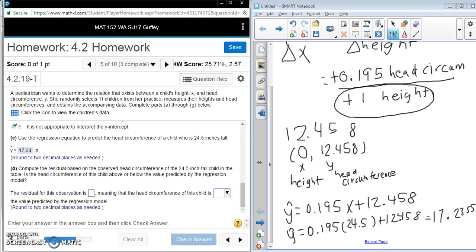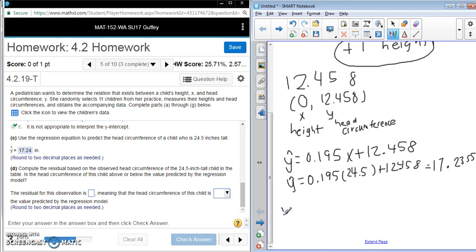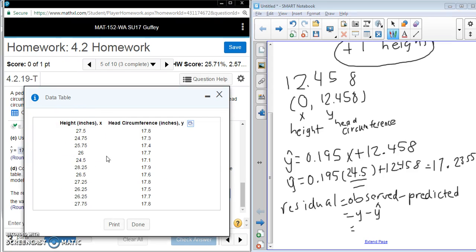So again, our residual is the observed minus the predicted, which is y minus y hat. Right? So our observed value, when it's 24.5, we want to go back to our table. So when it's 24.5, right here is 17.1. Right, so that's our observed value. And our predicted is 17.24.